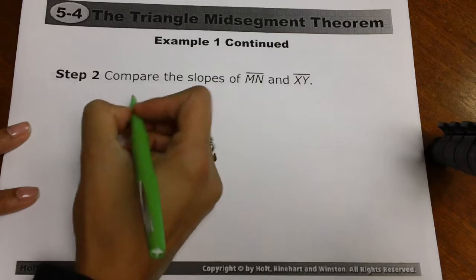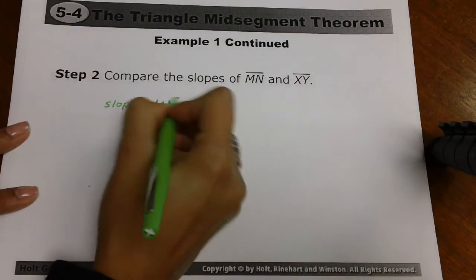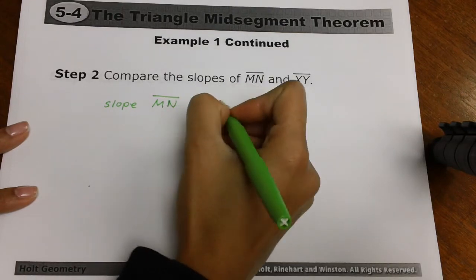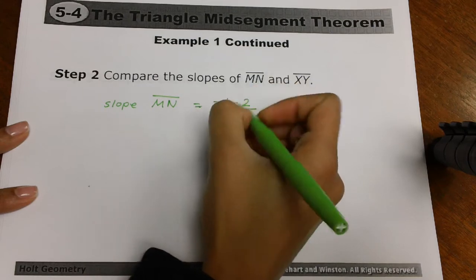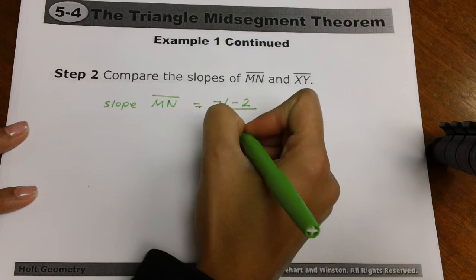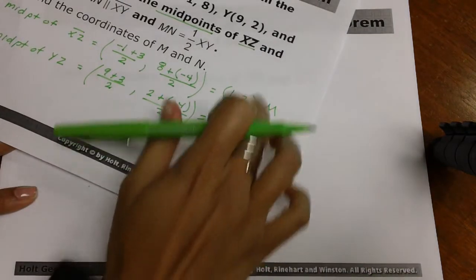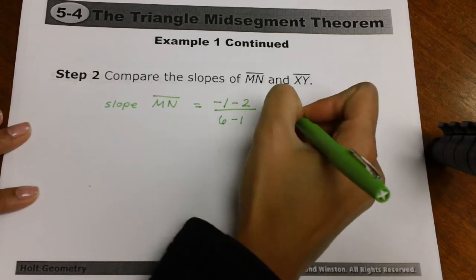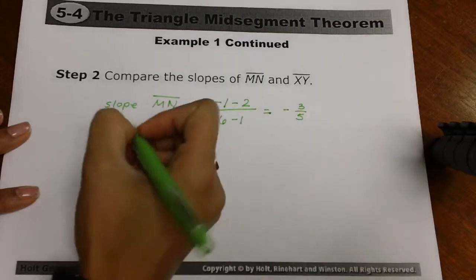So the slope for MN, now that we have those two points, is going to be the change in y over the change in x, so that's -1 minus 2 over 6 minus 1, and I'm using these two points that we found earlier in case you haven't figured that out. And this is going to give me -3/5.